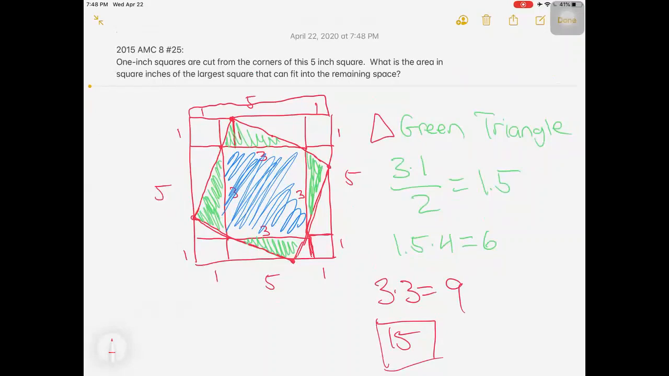As you can see, this was a number 25 on a pretty recent AMC 8. So basically, if you just get familiar with using these basic tools, you can solve pretty much all the questions on AMC 8 and MATHCOUNTS.